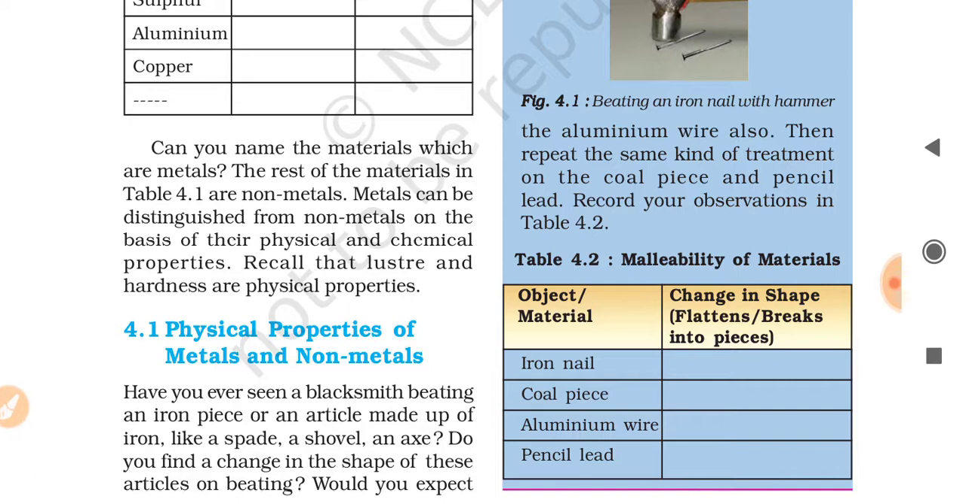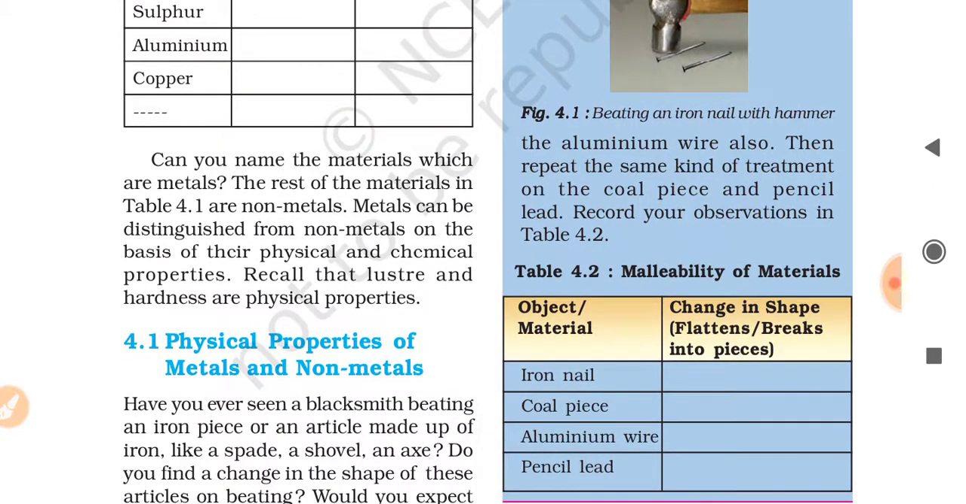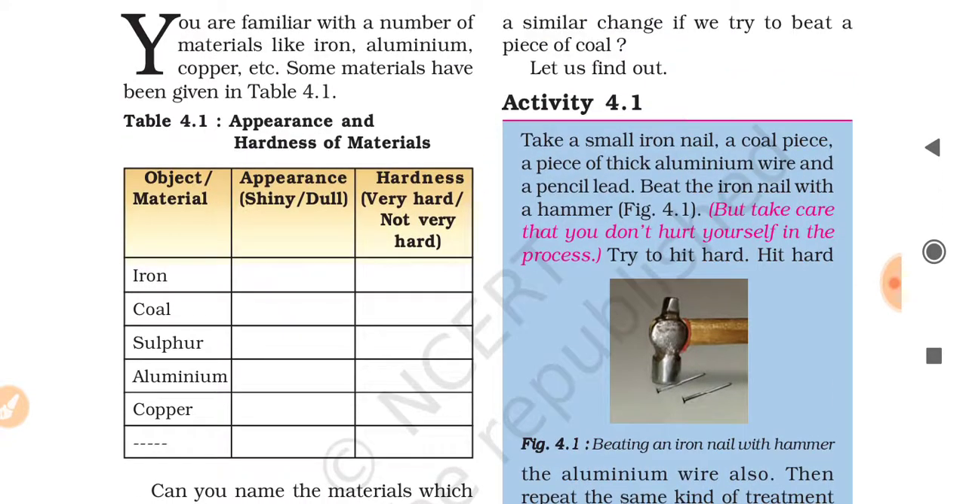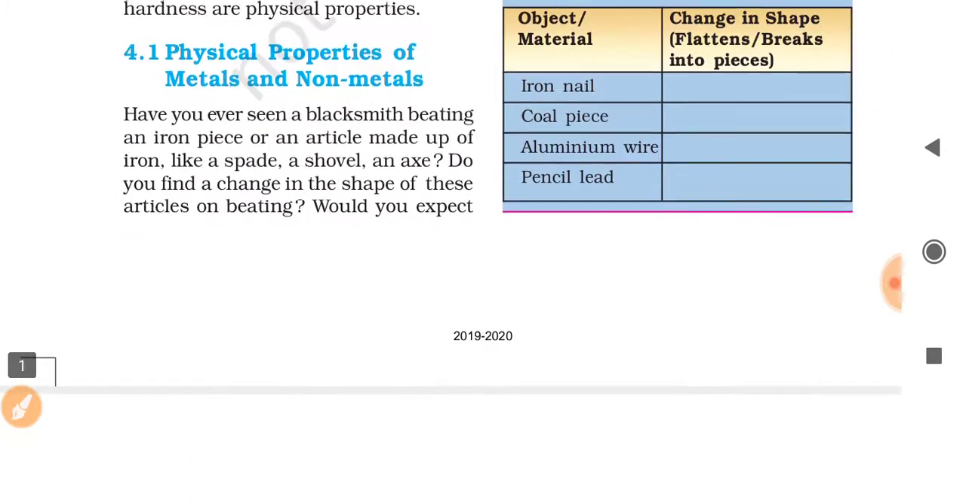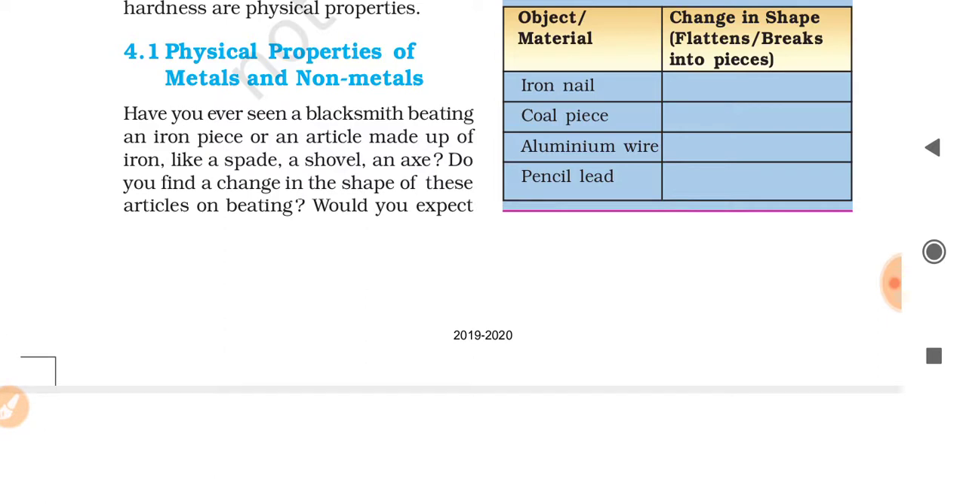The rest of the materials in table 4.1 are non-metals. Metals can be distinguished from non-metals on the basis of their physical and chemical properties. By appearance and hardness alone we cannot identify whether something is a metal or non-metal, so we also have to know the chemical properties. Recall that luster and hardness are physical properties, as you read in class 6 also. So, physical properties of metals and non-metals.